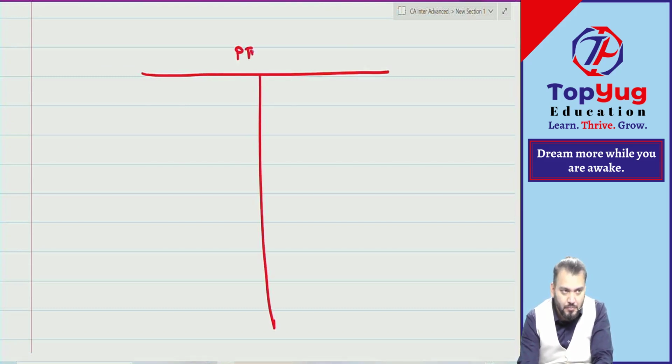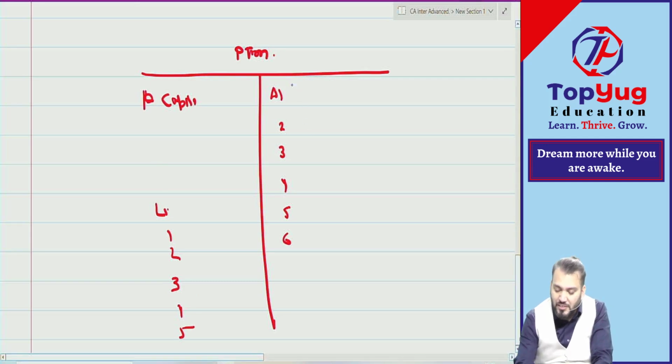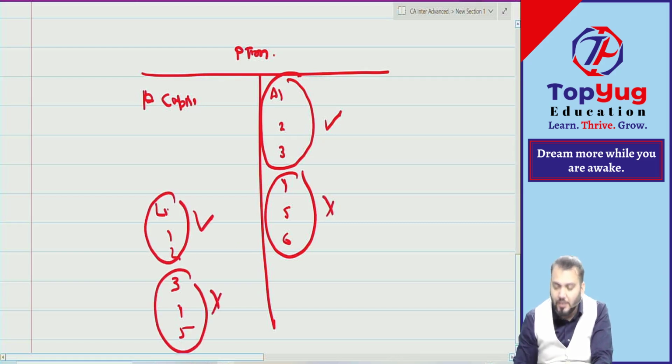Partnership. Purchasing company. Partnership firm. So there are many assets, 1, 2, 3, 4, 5, 6, and many liabilities, 1, 2, 3, 4, 5. And there is what? Partners' capital. So these are the assets taken over, these are the assets not taken over. Understood? These are liabilities taken over and these are liabilities not taken over.